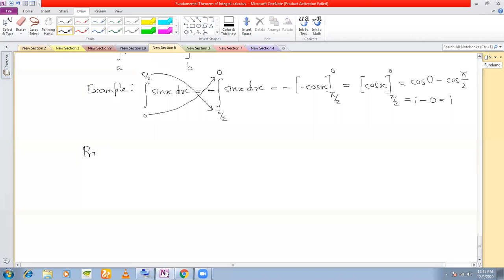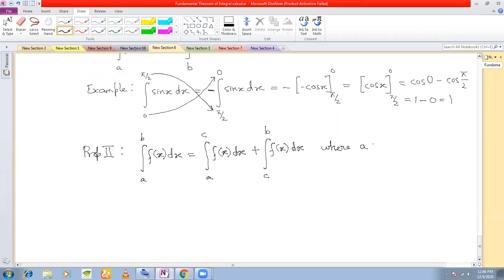The next property of definite integral is that if you have the integral from a to b of f(x) dx, then this can be written as the integral from a to c of f(x) dx plus the integral from c to b of f(x) dx, where c is a point anywhere between a and b.